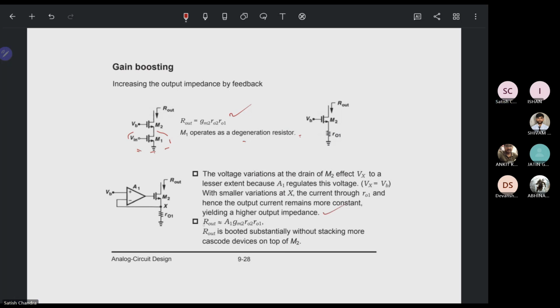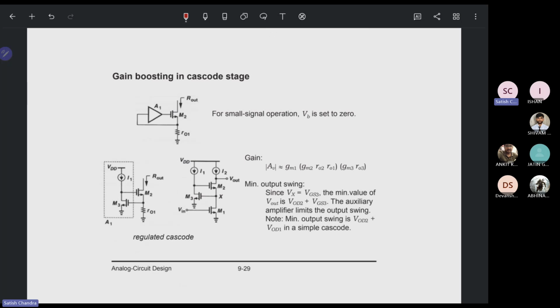Okay, in that case, Rout is going to be A1 gm2 r02 r01. R2 is boosted substantially by stacking more cascode devices on top of M2. Now we are talking about gain boosting in the cascode stages.